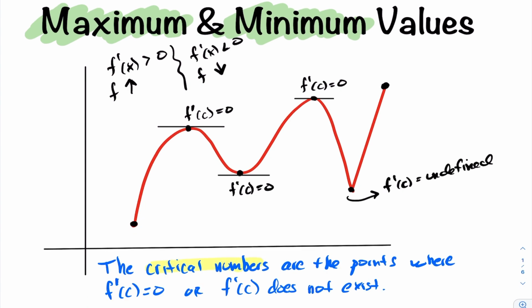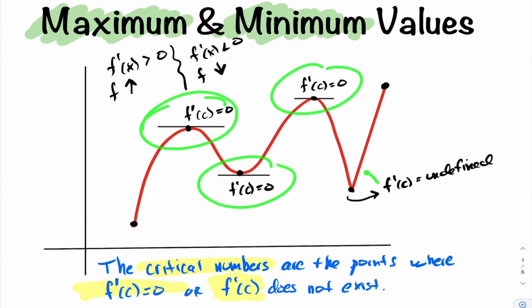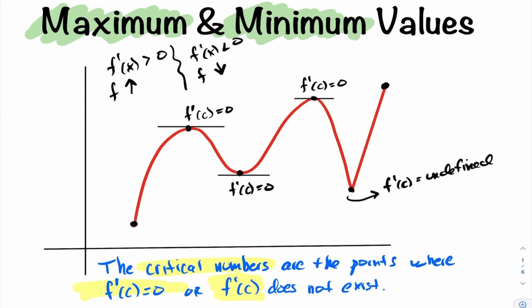We define the critical numbers as being all the points where your first derivative is 0 or your first derivative does not exist. So now that we have our critical numbers, we will be able to identify all of these points here and this point here. We need to get a better definition of what it means to be a maximum and minimum value.